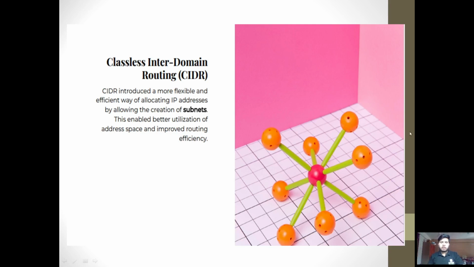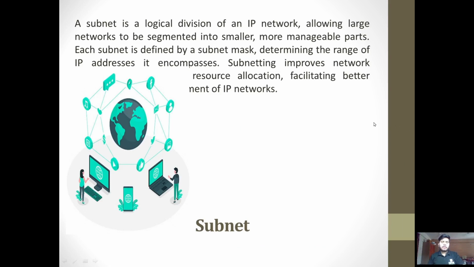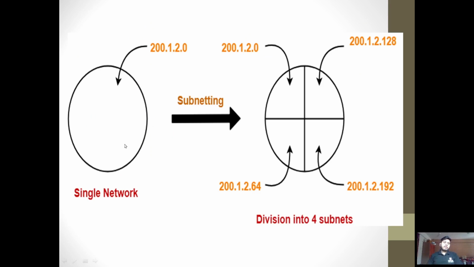Then we have subnet. A subnet is a logical division of an IP network, and it allows a single network to be divided into multiple networks, each with its own range of addresses. Subnetting helps in efficient use of resource allocation, better utilization of IP addresses and better network management. So it helps to divide a single network with an IP address of 200.1.2.1 into 4 different networks with their own ranges.